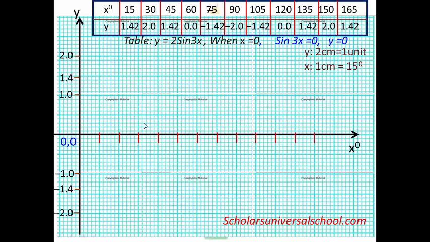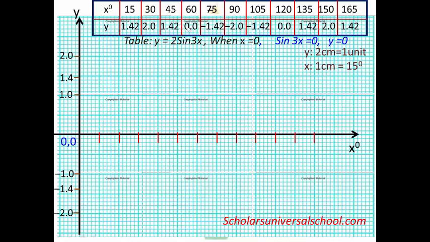We have copied the table from the previous slide. And from the previous slide, you recall that we have this table. So we have only taken the value of x and the value of y. So when x is 15 degrees, y is 1.42. Up to this place, when x is 30 degrees, y equals 2.0. And when x equals 165 degrees, y equals 1.42.